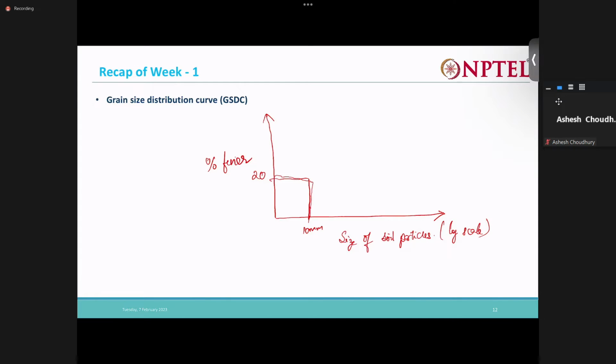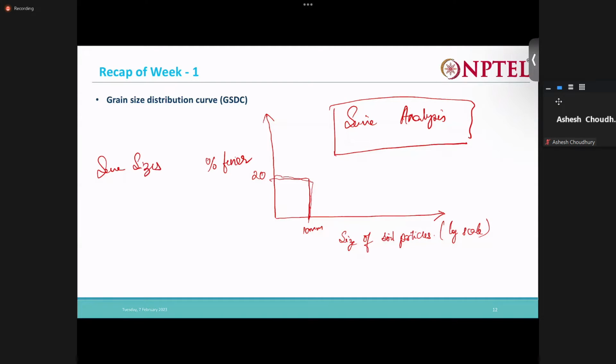To determine the grain size distribution curve, we need to do sieve analysis. The sieve sizes vary from 80 millimeter to 75 microns. What we do is we take the soil sample, oven dry it, and arrange the sieves like this. We have a pan at the bottom and put the sieves above a sieve shaker. The top sieve is 80 mm, and we go down to 75 microns.